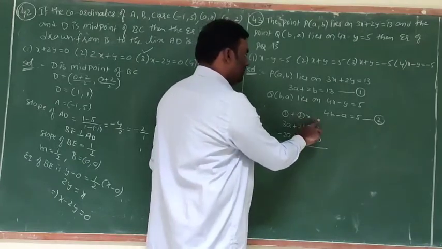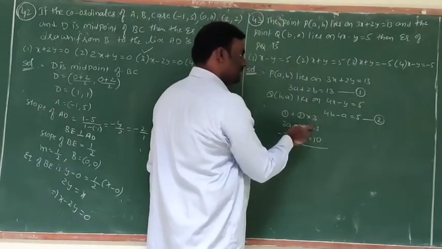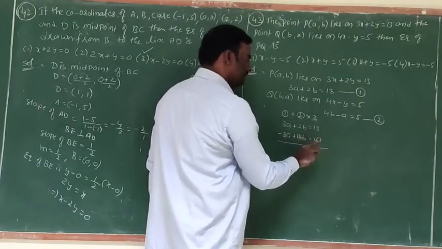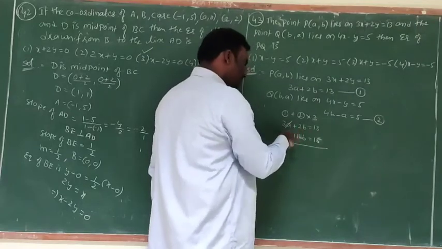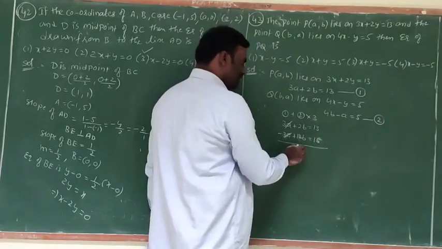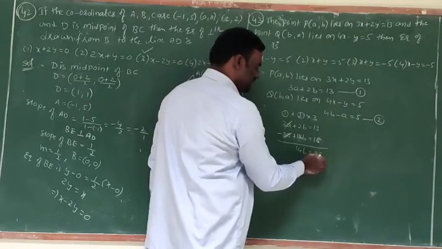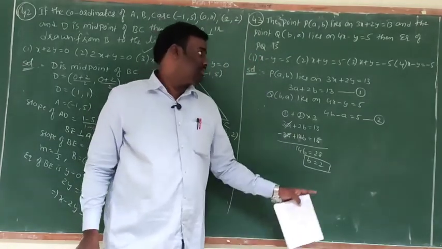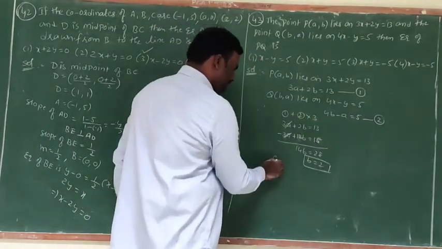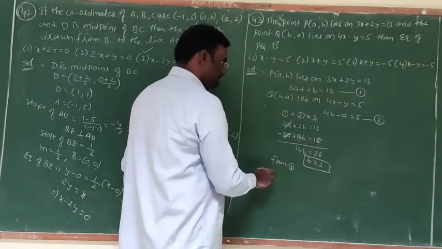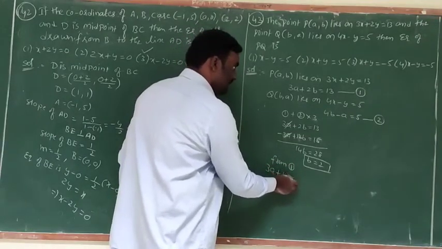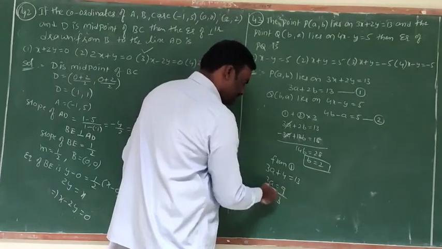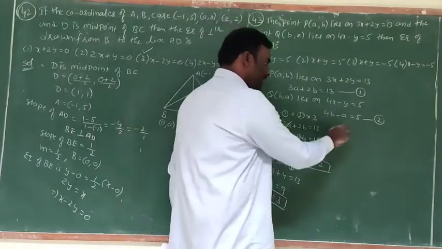Sorry, if you multiply with 3, then what will you get? Minus 3a plus 12b equals 15. Now 3a gets cancelled. 2b plus 12b, 14b is 28. Now b value is 2. If b value is 2, substitute this b value in equation 1. From equation 1, 3a plus 2b equals 13, 3a equals 9, a value is 3. So finally we got the a value and b value.